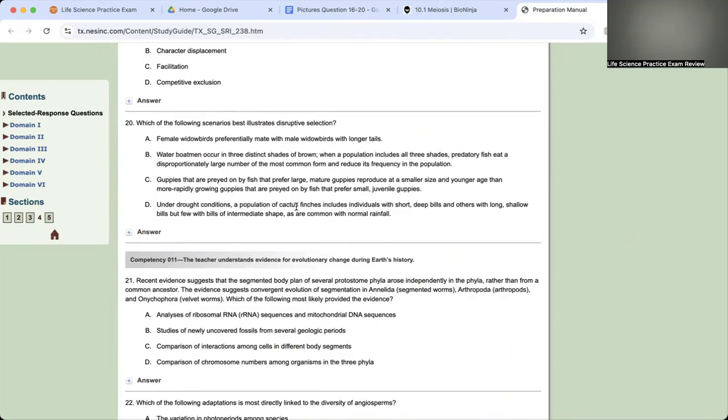C, guppies that are preyed on by fish that prefer large mature guppies reproduce at a smaller size and a younger age than the more rapidly growing guppies that are preyed on by fish that prefer small juvenile guppies. Or D, under drought conditions, a population of cactus finches includes individuals with short, deep bills and others with long, shallow bills, but few bills of intermediate shape that are common with normal rainfall. So they're asking about this term, disruptive selection.